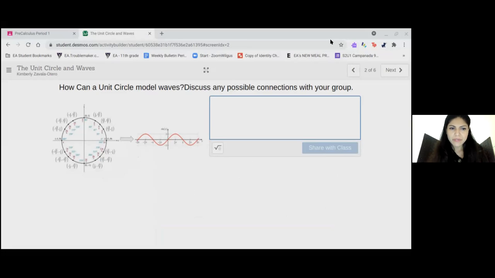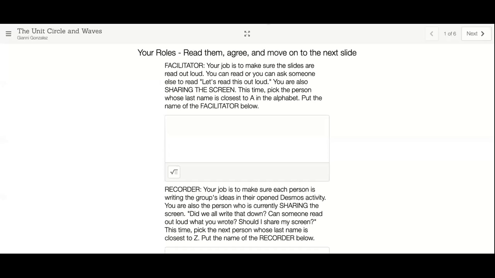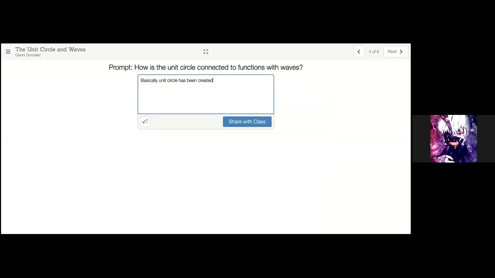Hey group, how are we doing on this first one? Oh, okay, Kimberly, you're typing it in. My bad, just checking in here. Because the length of the unit circle is being turned into a wave.